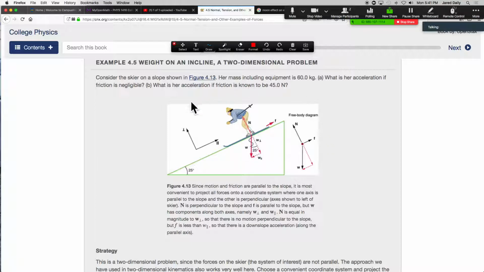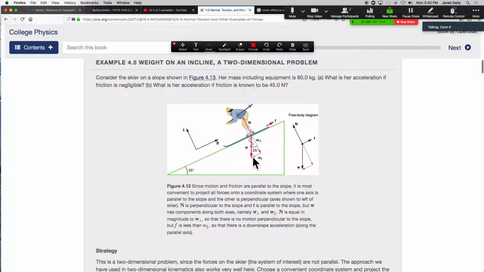But this is an example of what we call a rotated axes problem, where normally we have X and Y, in the vertical and horizontal directions. We're going to create a new set of axes that are actually parallel and perpendicular to our surface, because our surface is not exactly horizontal. And why would we do that? Because gravity still pulls straight down. Even if you're on this hill, gravity's not pulling you towards the hill, it's pulling you towards the center of the earth. So it pulls down this way.